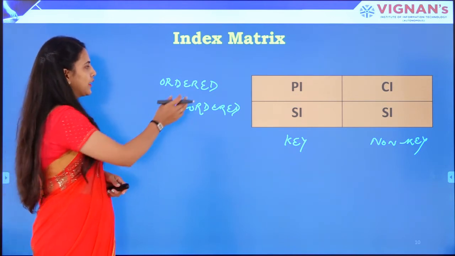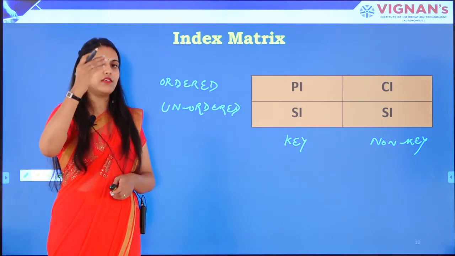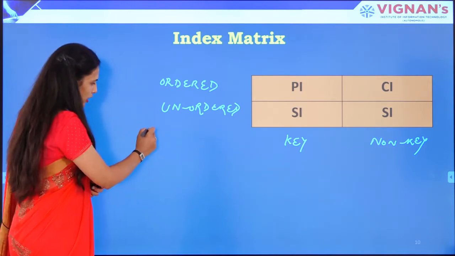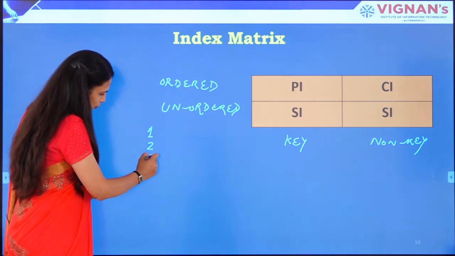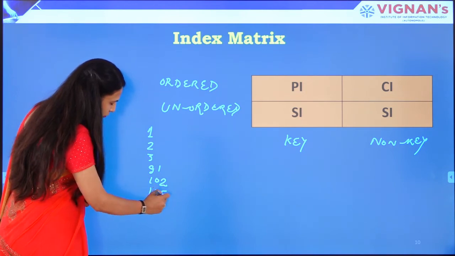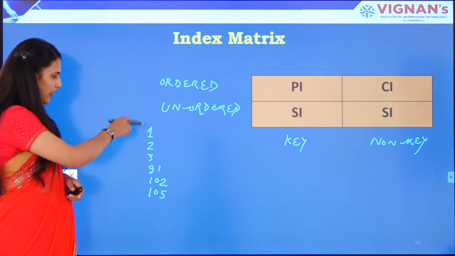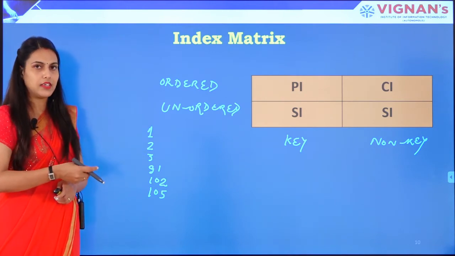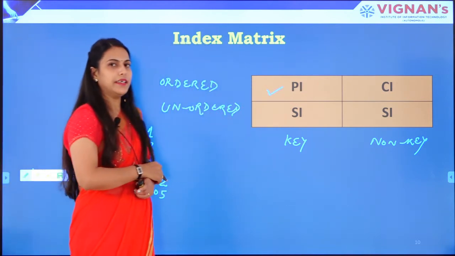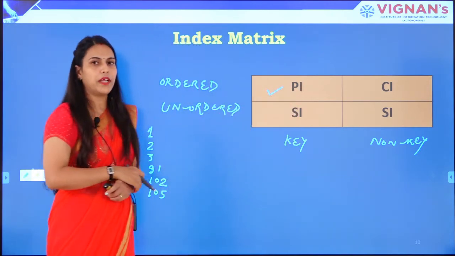So whenever the data is ordered and it is having key value, that means the data is sorted as well as the data is having unique values. For example, if the book number is 1, 2, 3, 91, 102, 105. So in this situation you see the data is ordered and also the data is unique, no value is repeating itself. So in such situations we should always use primary index. When the data is ordered and the data is having key value, we will use primary index.